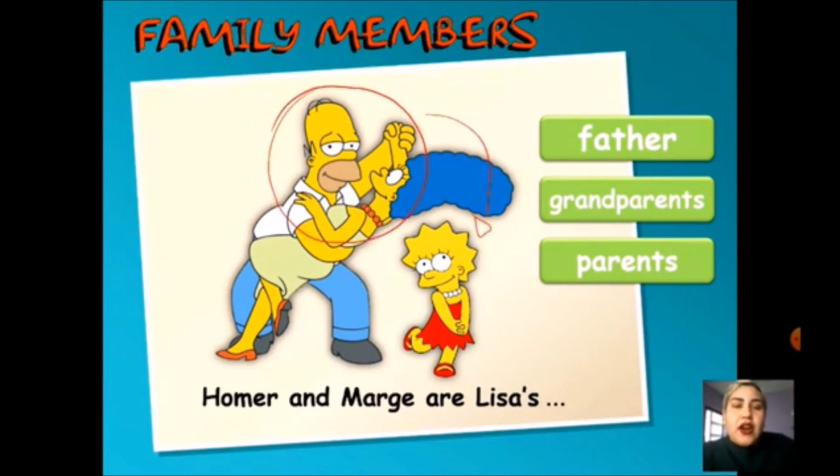Homer and Marge are Lisa's, and we have three options: father, grandparents, parents. And the correct option is parents. Okay? Parents means the father and the mother together. Father and mother together are parents. Let's continue.